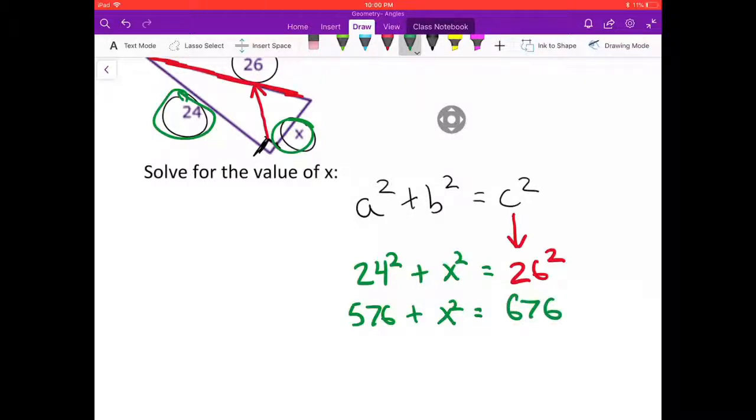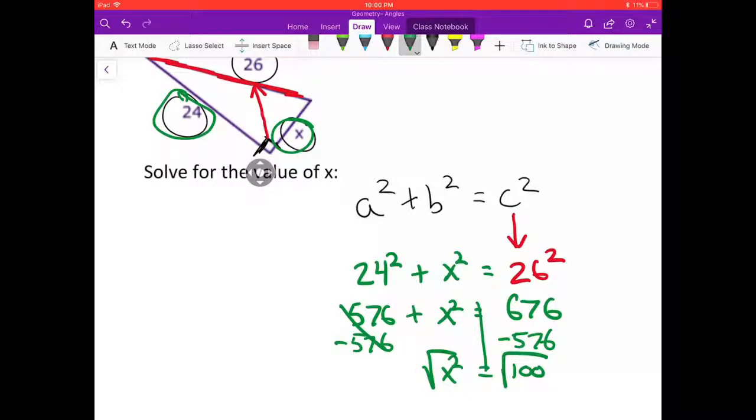Now, we have to get x by itself. Okay, so it's going to be kind of like our two-step equation. We're going to subtract 576 from both sides, and we're going to get x squared equals 100. Now, when we square root both sides this time, 100 is a perfect square, so we don't have to go through the simplification process or simplifying it in our calculator. We just have our final answer as x equals 10. And that's where we'd stop.